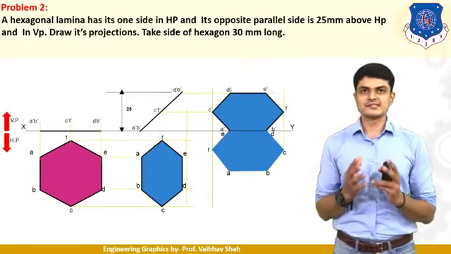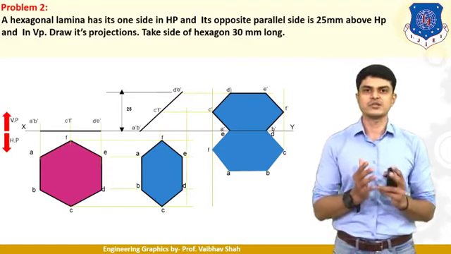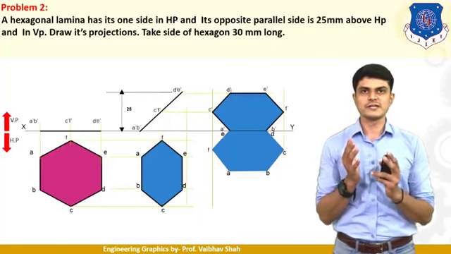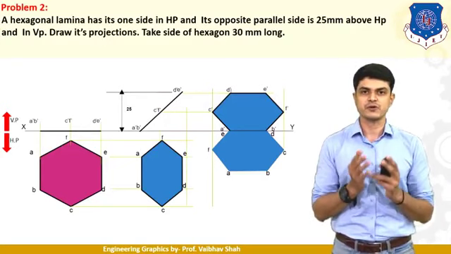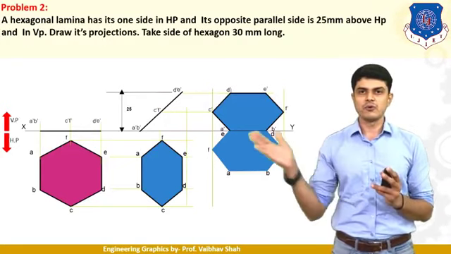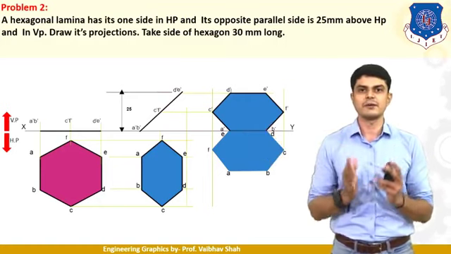So next, let us read. As our hexagon is resting on HP, we should take the condition of HP first. It is said that its opposite parallel side is 25 mm above HP. So we should take this condition into consideration. Let us take 25 mm above and draw one horizontal line which shows the distance of 25 mm above this line.